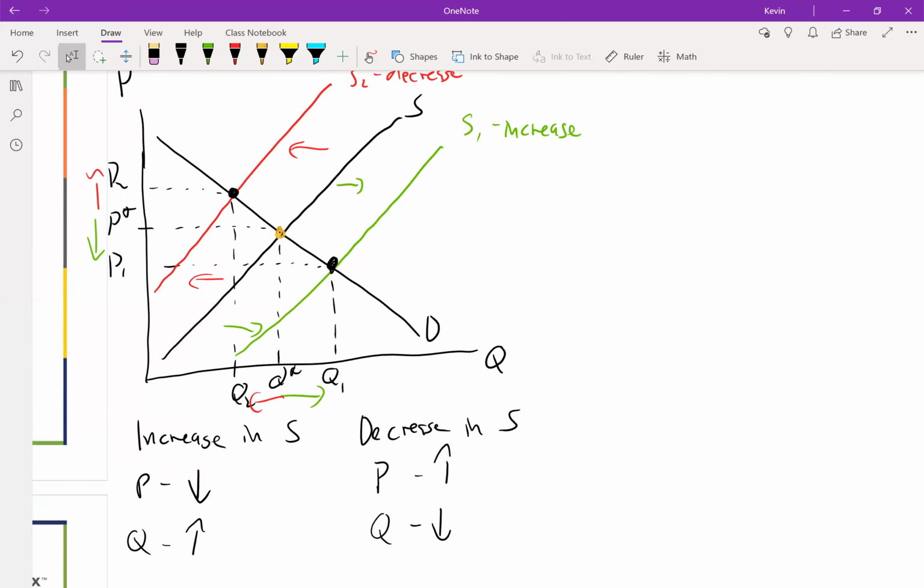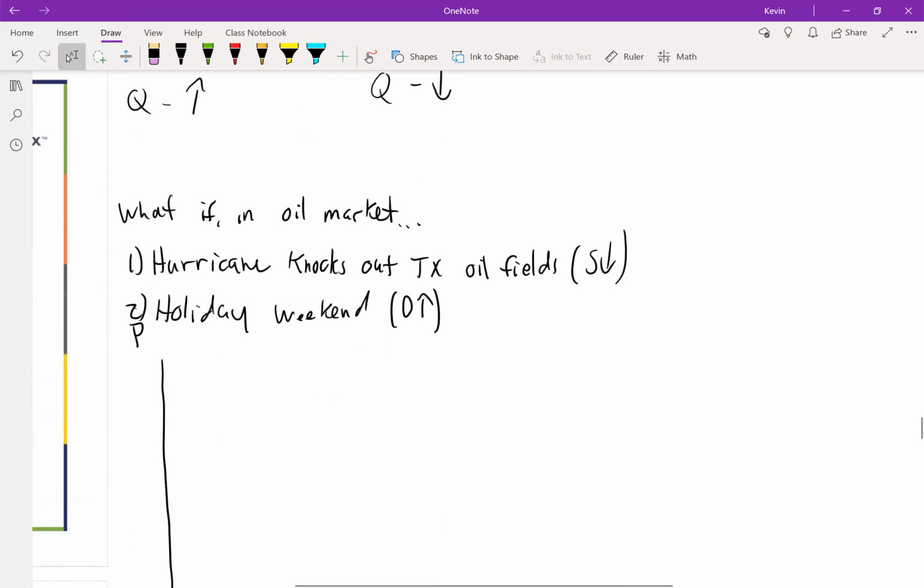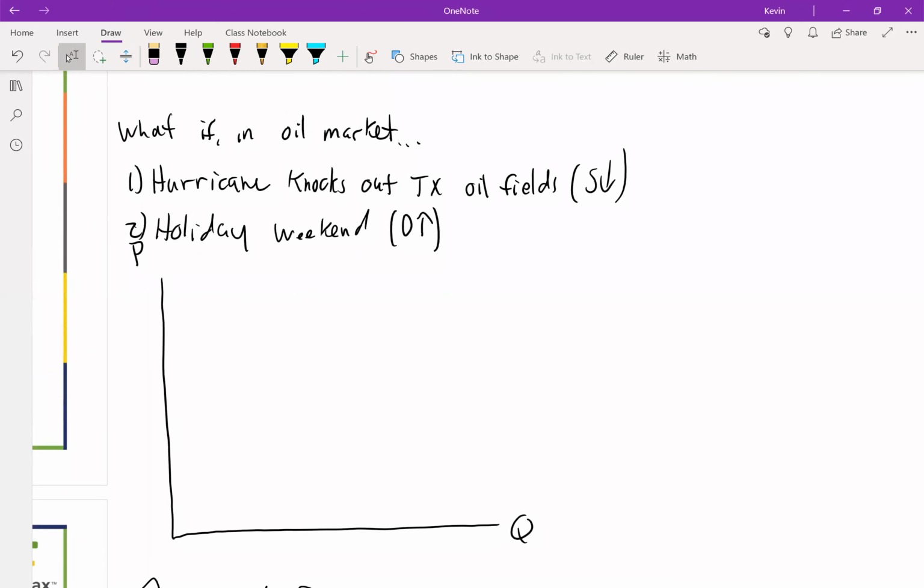So now we have our shifts in supply and our shifts in demand, but now we want to get a little more complex and ask, well, what happens if they both change? So what we'll do is we'll come down here, and we're going to suppose that we're in the oil market. We have two events happen. The first thing is that a hurricane knocks out a bunch of oil fields in Texas. The second thing is we come up on a holiday weekend. I'm not saying which one is which yet. Well, I'll explain why I'm not saying which one in just a moment.